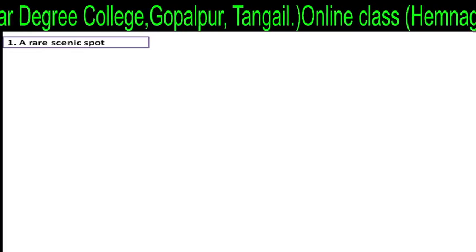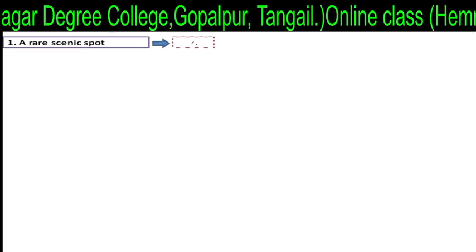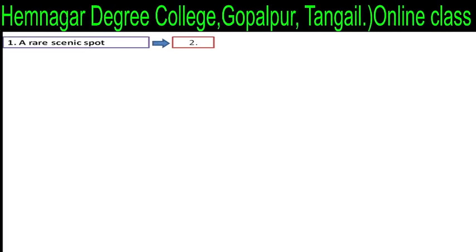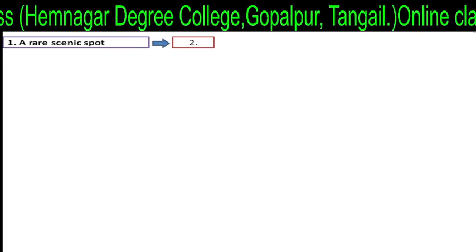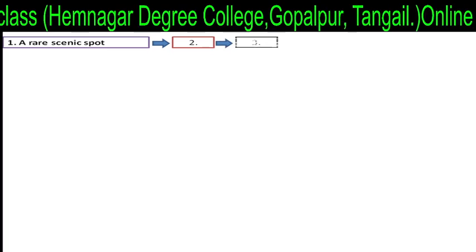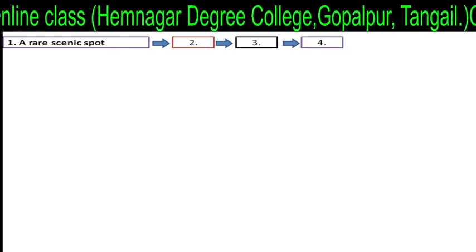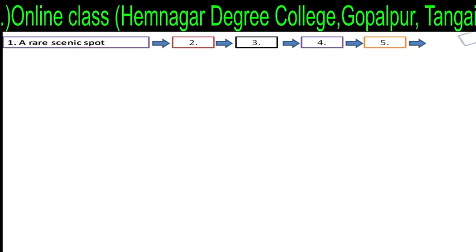Now let's see the flowchart. Number 1, a rare scenic spot. Here you can see the structure used: article plus adjective plus extension. So you have to complete the rest of the flowchart using this structure. Now let's see the answer.